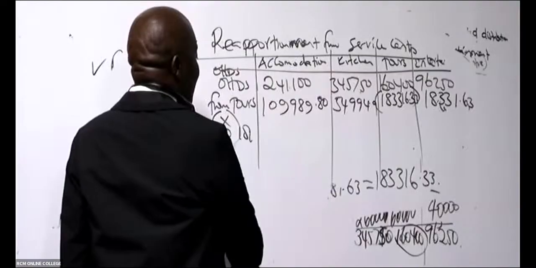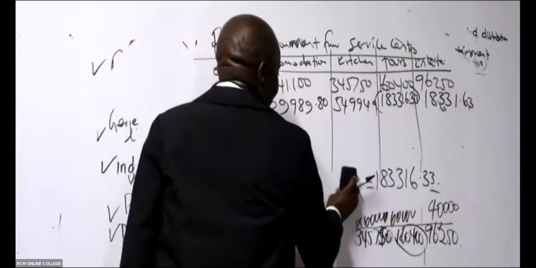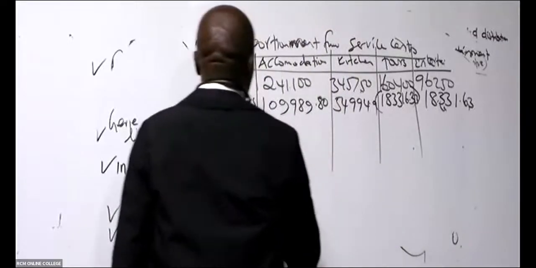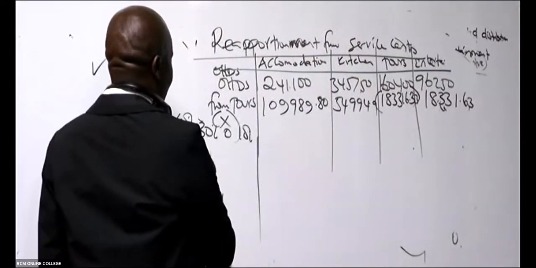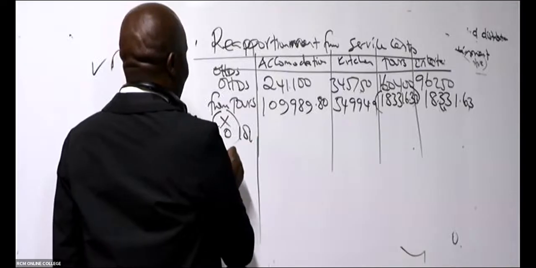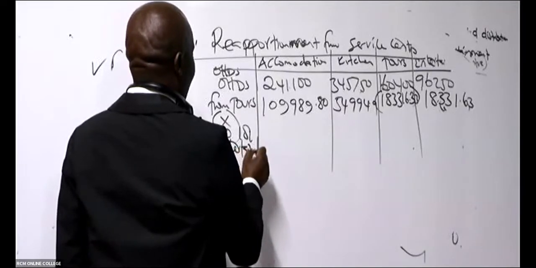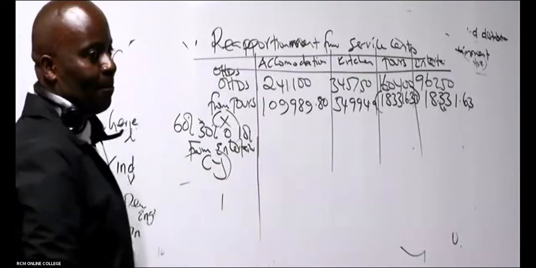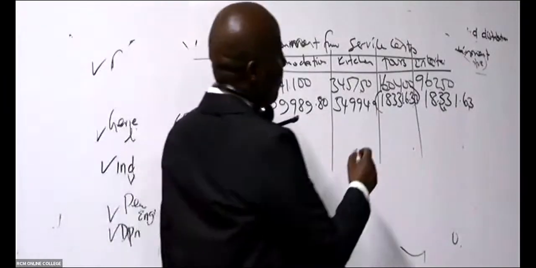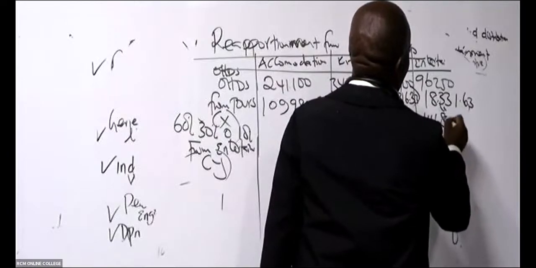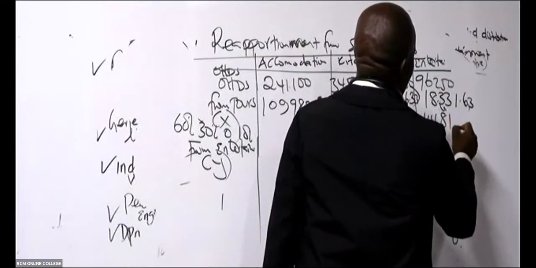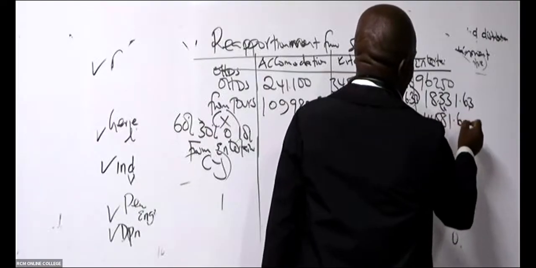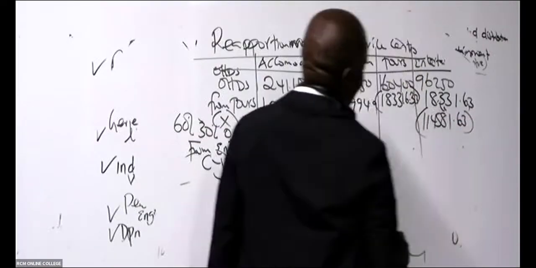No. We'll come and say from the other department, isn't it? So we have here from the other department. From which department here? From entertainment. How much do we get as Y? Entertainment was our Y. 114,581.63. So I'm supposed to subtract this.